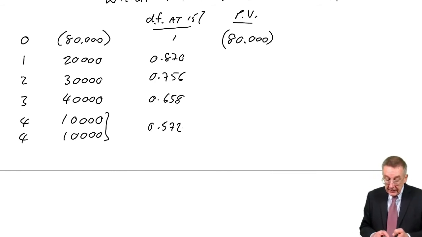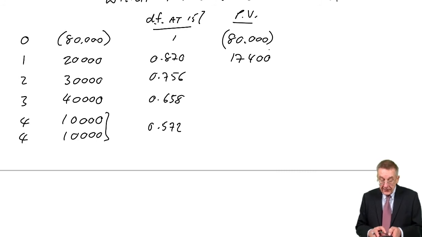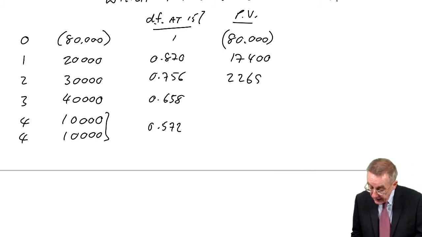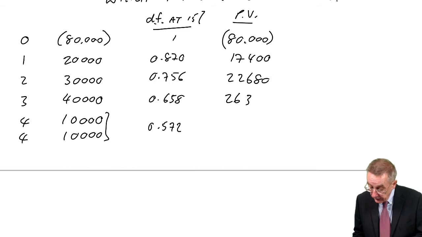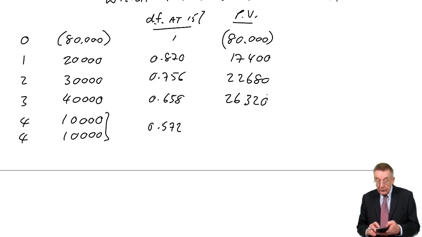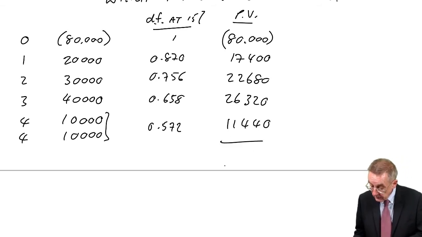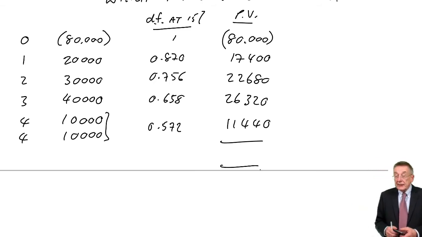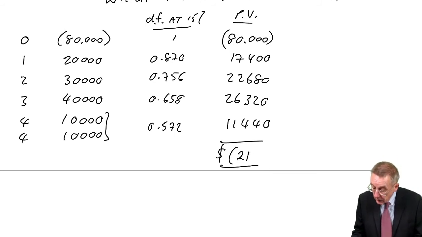And the present value is 20 times 0.87, 17,400. 30 times 0.756, 22,680. 40 times 0.658, 26,320. And finally, a total of 20 in the 4th year times 0.572 is 11,440. And so what's the net present value at 15%? 17,400 plus 22,680, 26,320, 11,440 minus 80,000. It's minus 2,160.